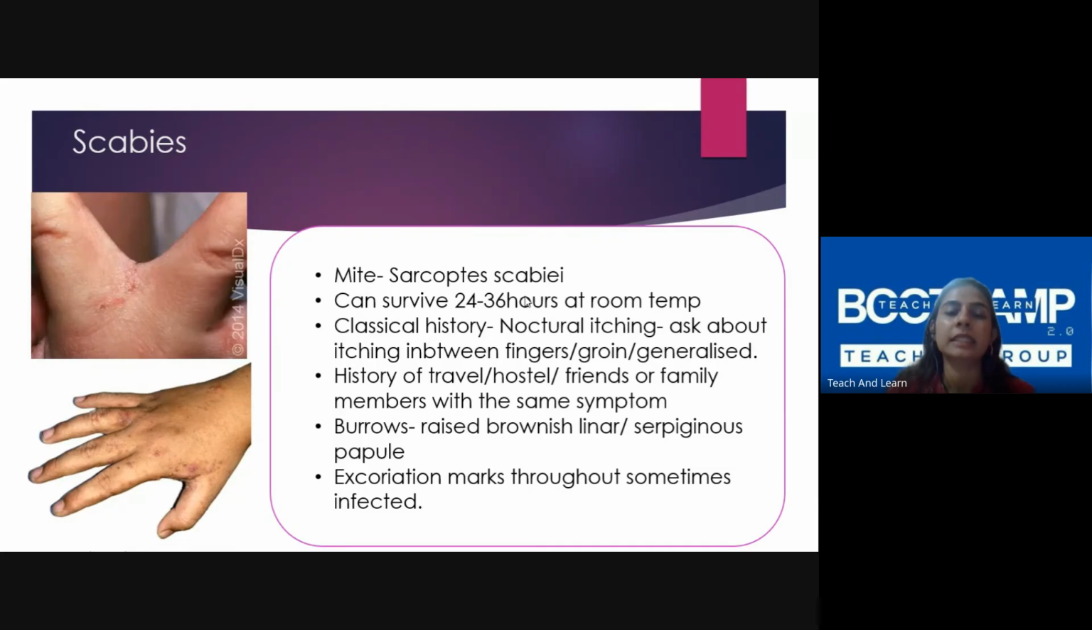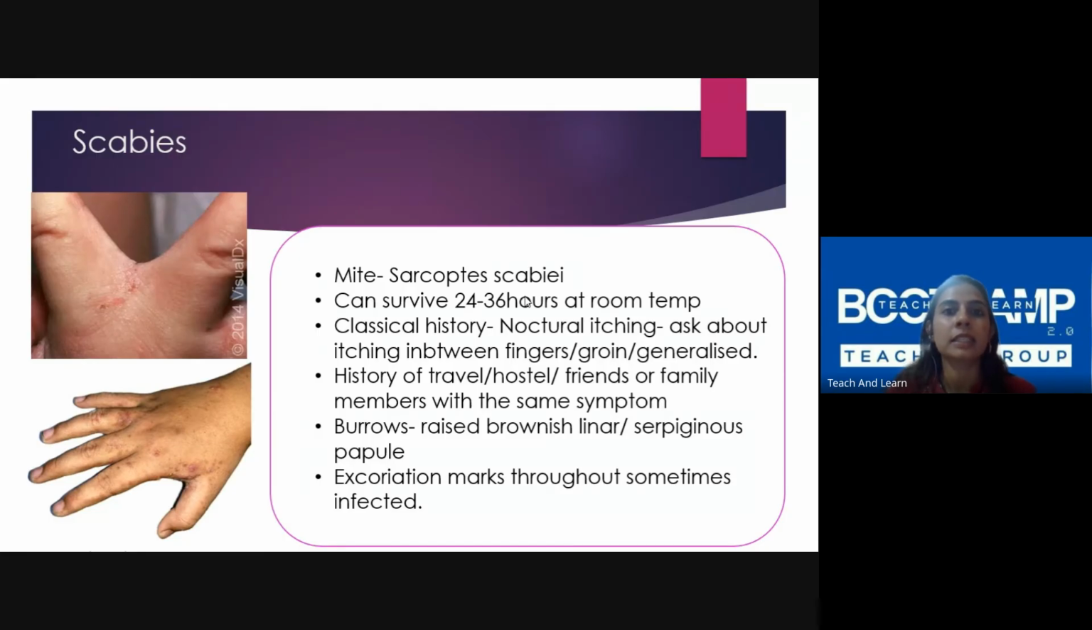Then where exactly is it itching? They will tell you initially throughout the body, but specifically, is it itching anywhere more than the other parts of the body? They might tell you between the fingers, groin and all of that. These mites can survive outside the body for 24 to 36 hours. So explain to them that not just the treatment, the other hygienic practices are also very important. You have to ask what all the child or the patient is using. You have to make sure all of that is also clean.